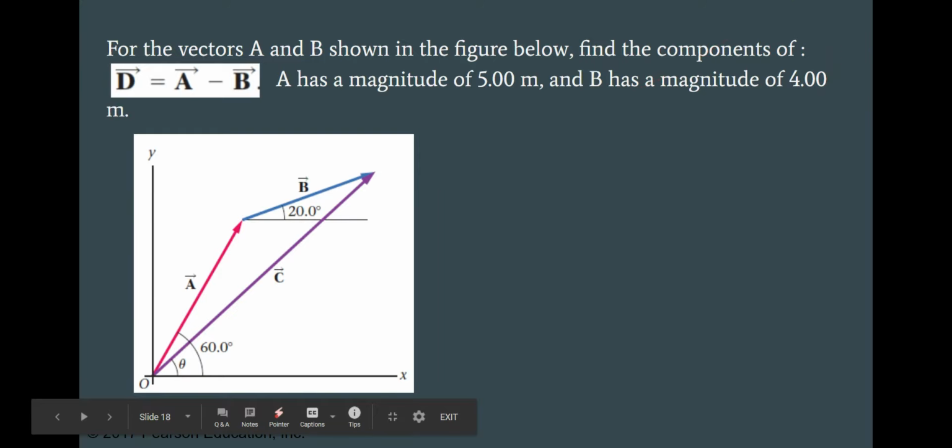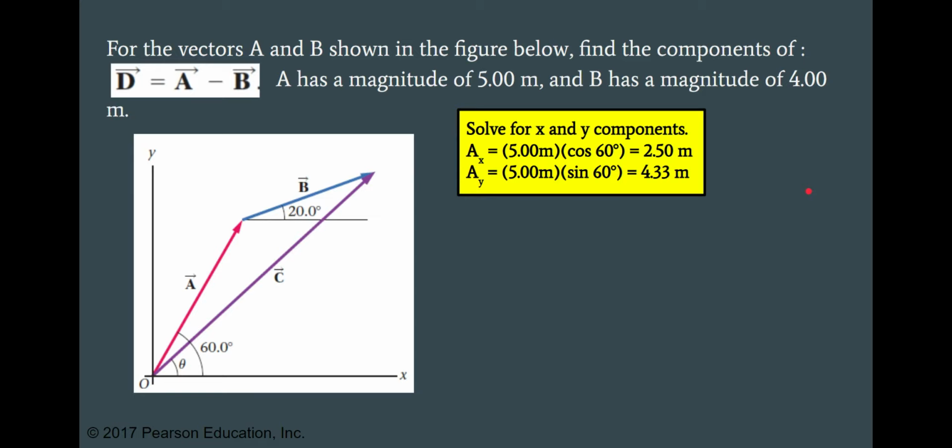So if we wanted to know what exactly vector D is, it would be us taking vector B, flipping it in this direction over here, and then D would be whatever started here at the origin and connected to the head of vector B. So we're going to solve for this the same way. We have to find the x and y components. So we knew that vector A had a magnitude of 5 and B has a magnitude of 4. We're going to solve for those x and y components of A first, and then we're going to do the same for vector B. Okay, so when you do that, you're going to find these values.